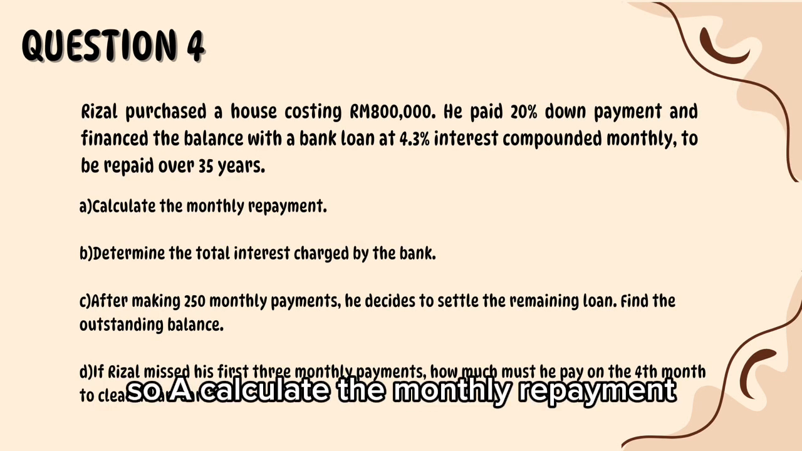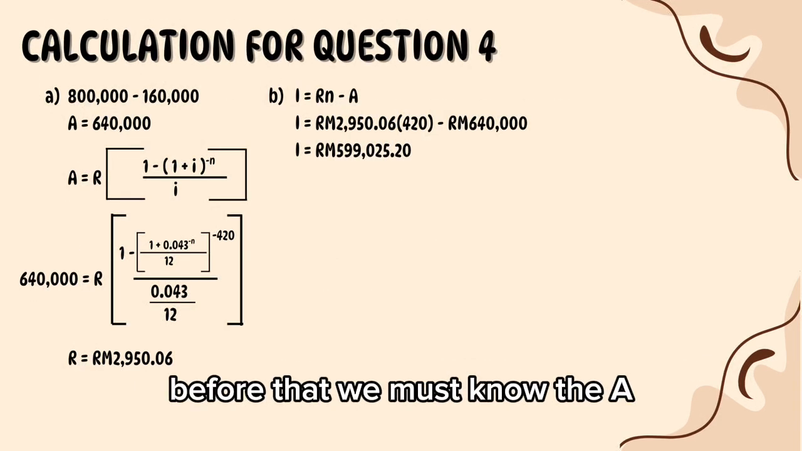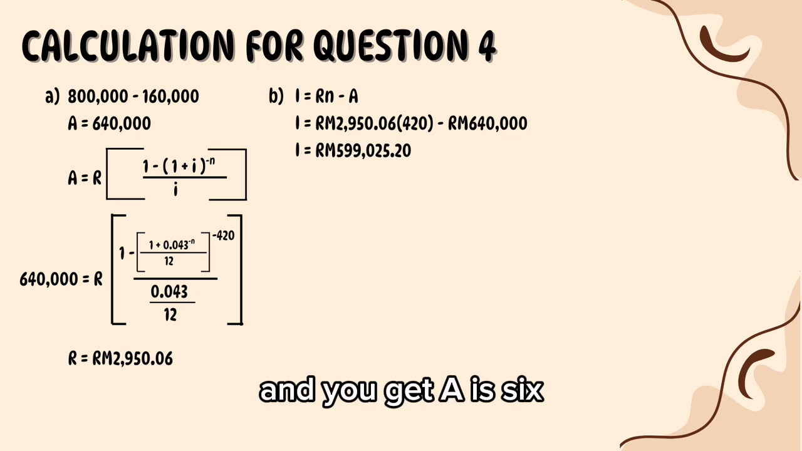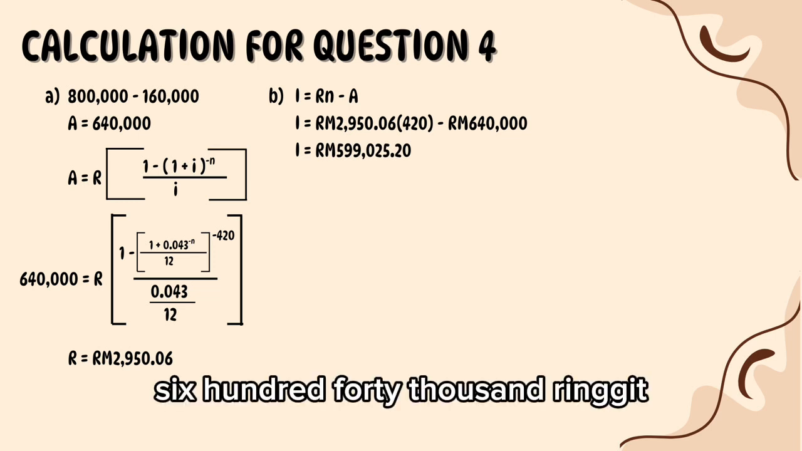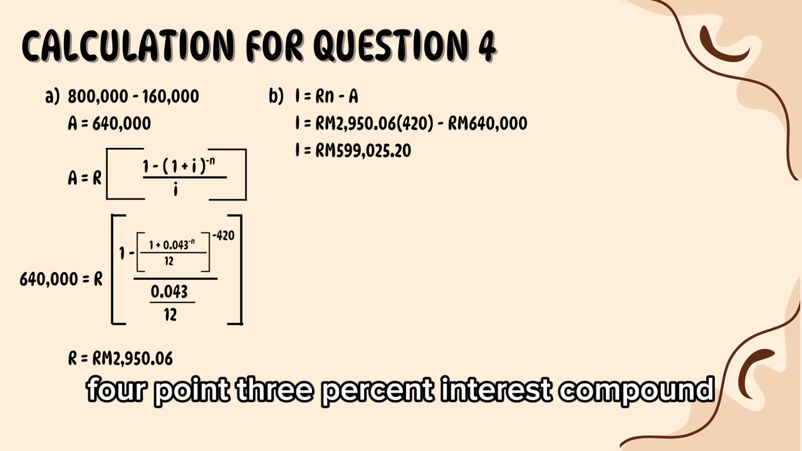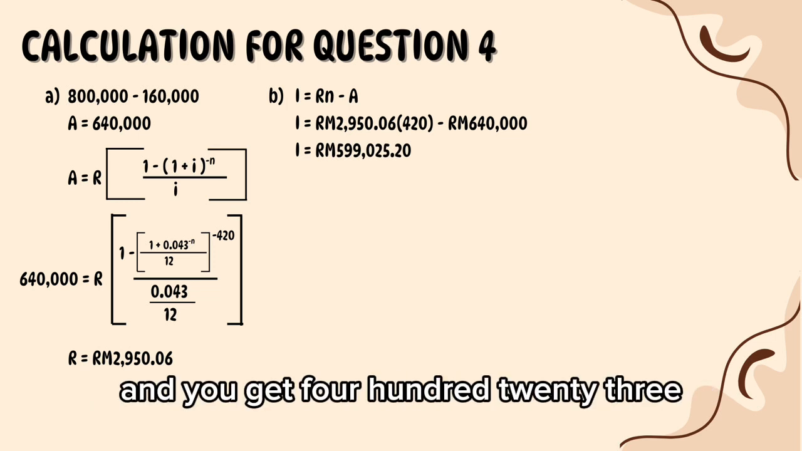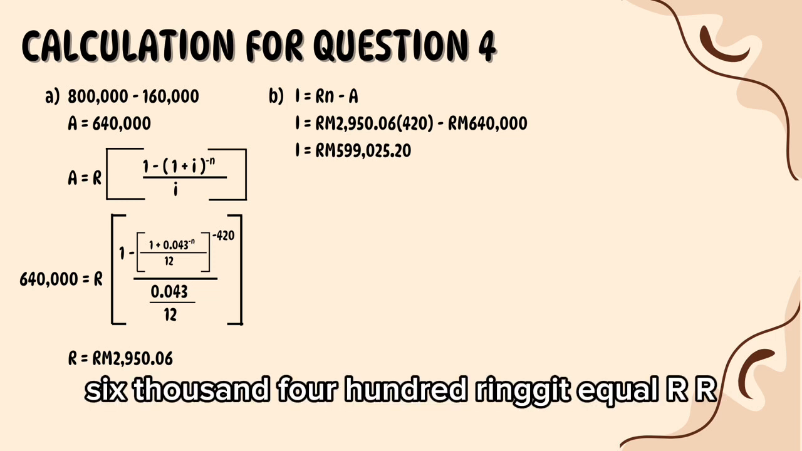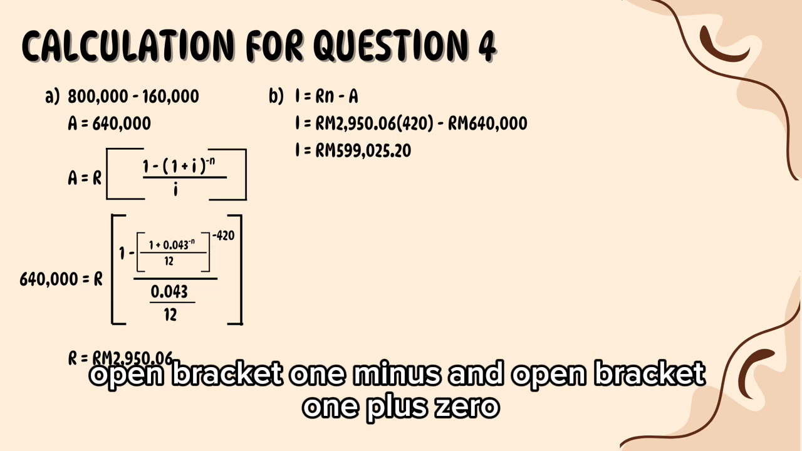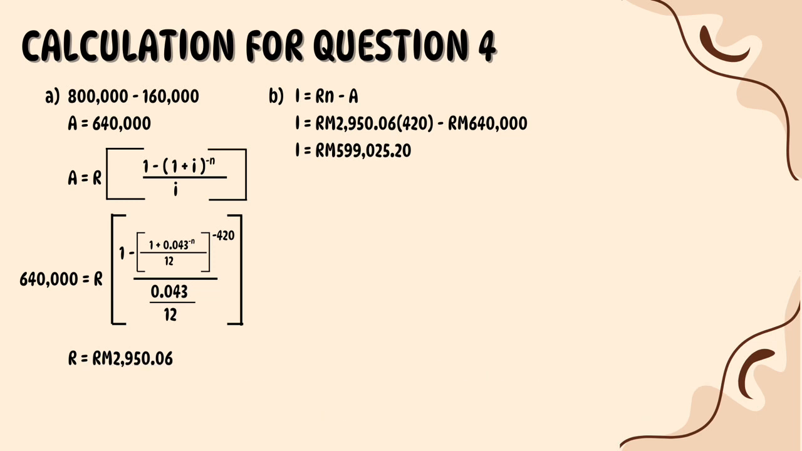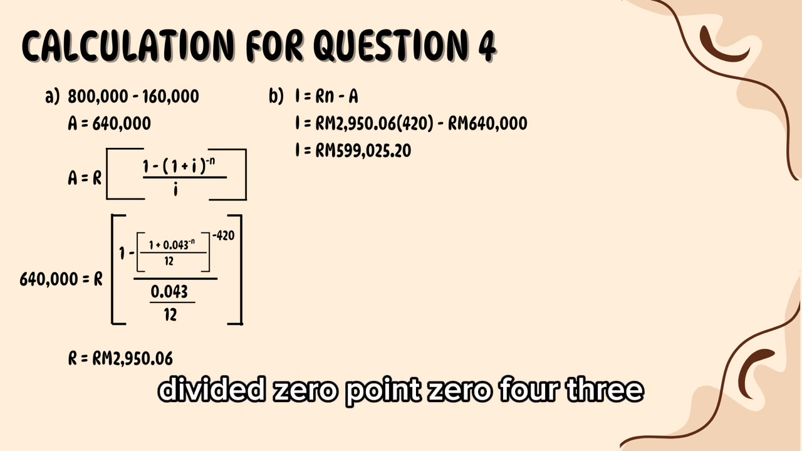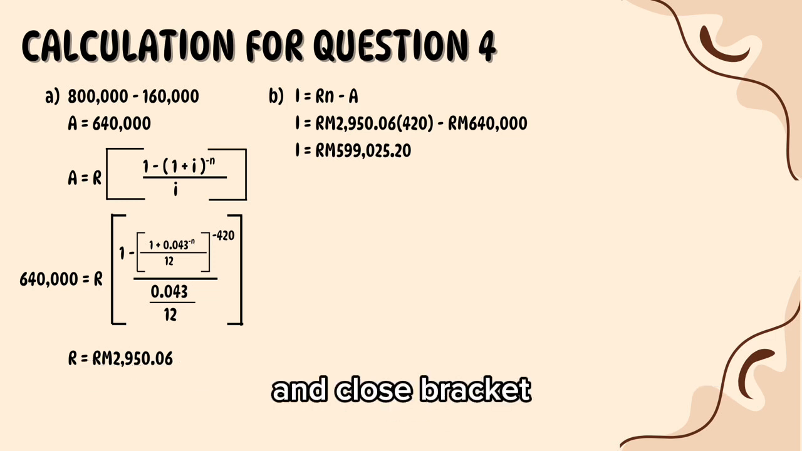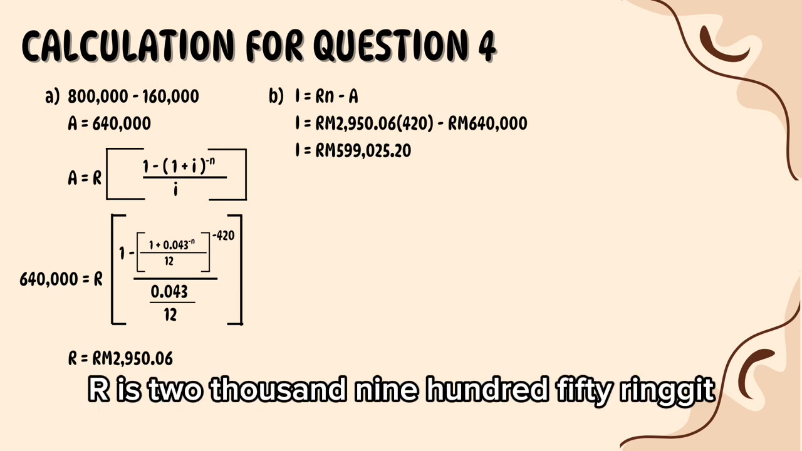Moving to the next question. A, calculate the monthly repayment. We must find R. Before that, we must know A. So A is 800,000 ringgit minus 160,000 ringgit, and you get A is 640,000 ringgit. The interest is 4.3% compounded monthly, and N is 12 times 35, which gives 420. Using the formula, 640,000 equals R open bracket 1 minus open bracket 1 plus 0.043 divided by 12 close bracket to the power of negative 420 close bracket divided by 0.043 divided by 12, and you get R is 2,950.06 ringgit.